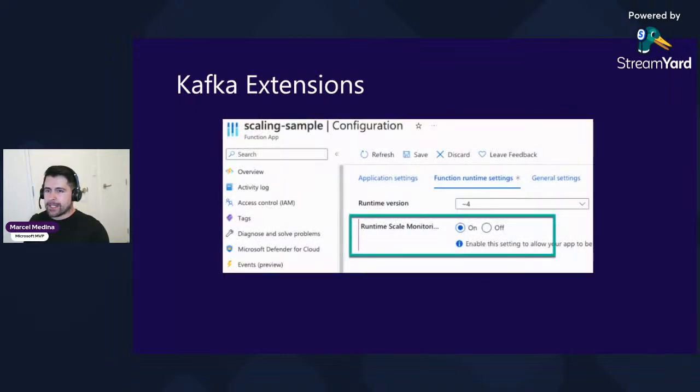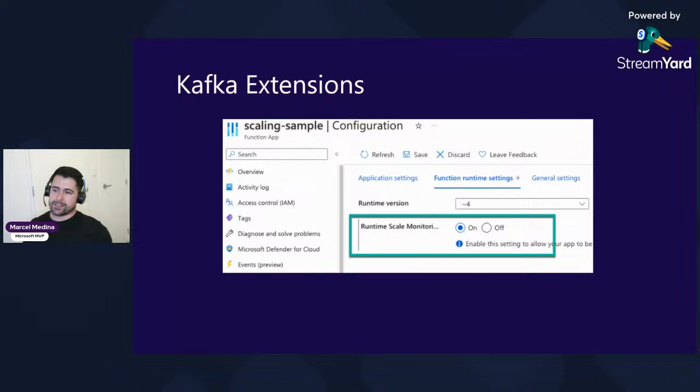Okay. When you're setting up those extensions, we have those triggers, and you need to configure those depending on the app service plan. In general, it's recommended to enable runtime scale monitoring. This is going to be crucial for the Elastic Premium plan. As soon as you set this one to on, and you want your Azure Functions to scale properly, you need to have that.